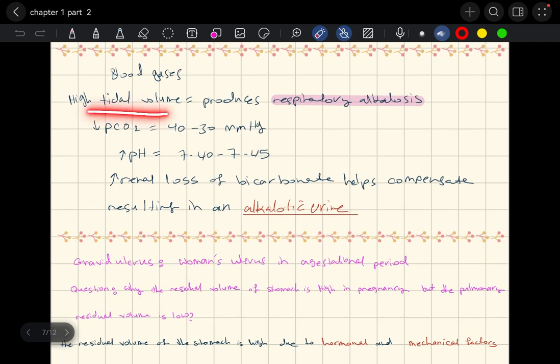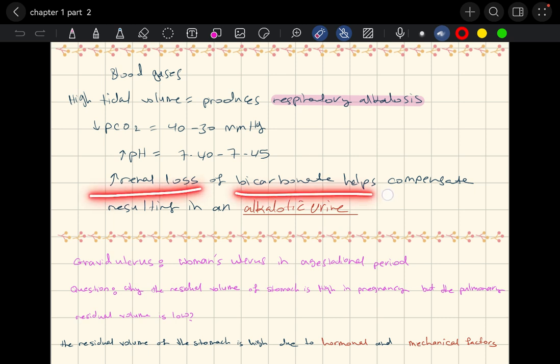High tidal volume, as we said before, produces respiratory alkalosis. Also, this can be an MCQ. We have low carbon dioxide pressure, from 40 to 30 millimeters of mercury. We have high pH, 7.40 to 7.45, and high renal loss of bicarbonate helps compensate, resulting in alkalotic urine.